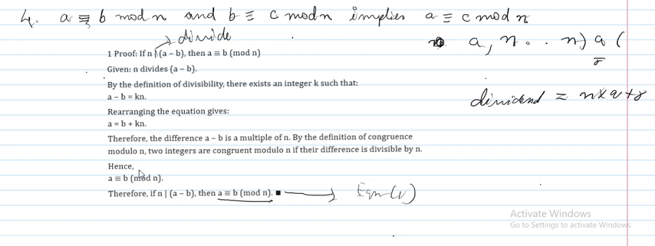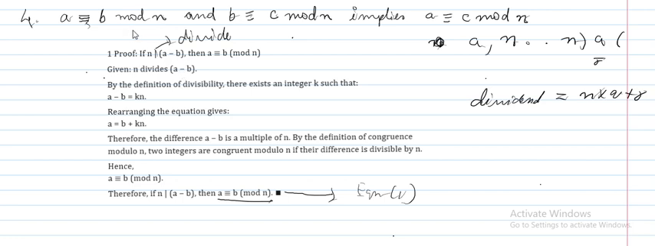So by the definition of congruence modulo n, two integers are congruent modulo n if their difference is divisible by n, and this one I have already discussed in the first video of modular arithmetic. Okay, so hence a is congruent to b mod n. Therefore if n divides a minus b, then a is congruent to b mod n. So let me name this equation 1. So property 1 is already proved.